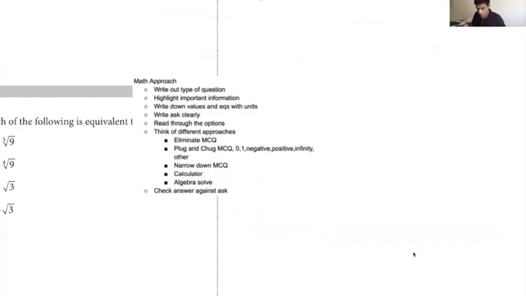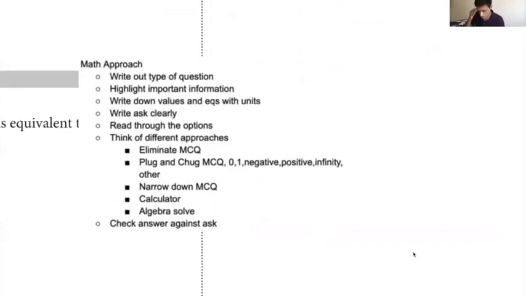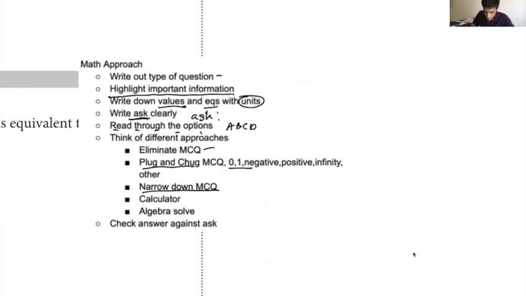Okay. Before we do this, please, again, we're going to review this. This is extremely, extremely important. The way we do this is we follow this approach. You write down the type of the question, if it's a second part question. You highlight important information. You write down the values and equations with their units. You write the ask very clearly. You read through the options, A, B, C, D, and then you think of different approaches. Eliminate first, then plug and chug different values into the variables, then narrow down MCQ. Only then you want to use your calculator, and then you want to use algebra. And once you've gotten the answer, then you check the answer against your ask.